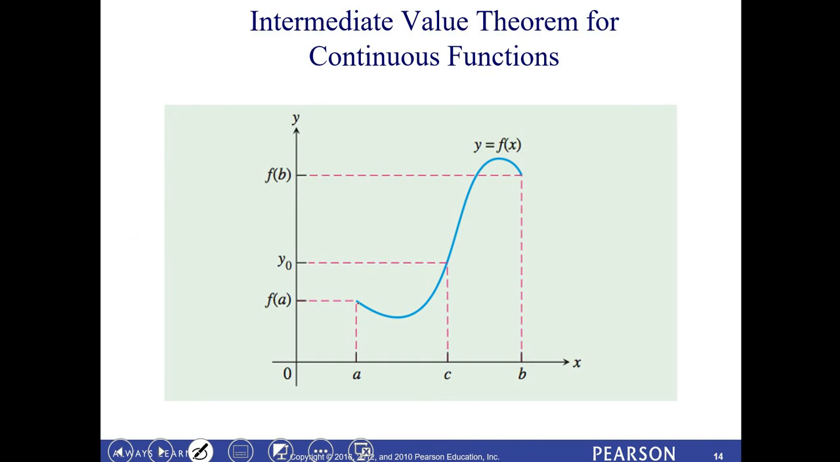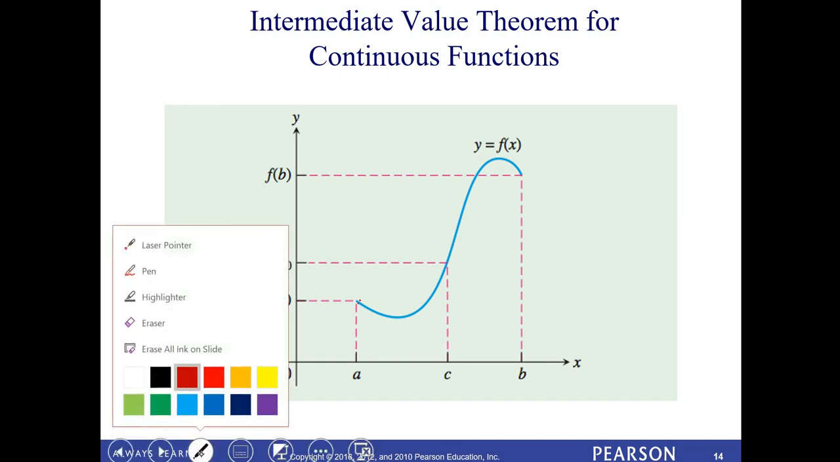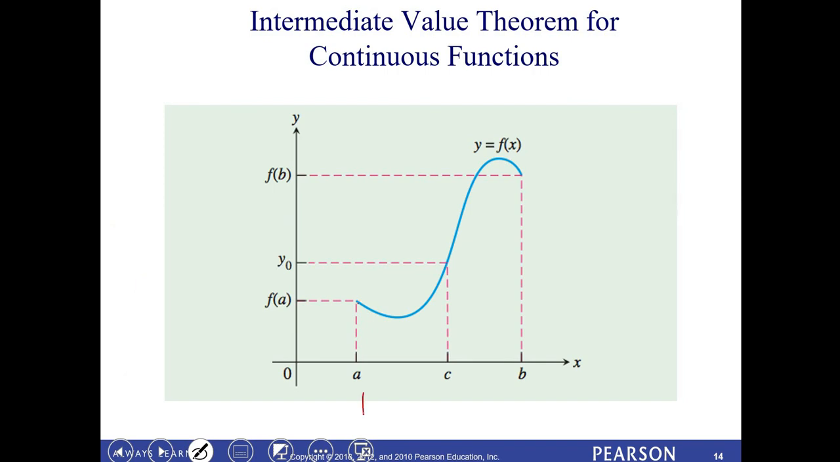So here we have the point a, f of a as one endpoint, and we have the point b, f of b as another endpoint. Any value between a and b that we call c has a y value that is between f of a and f of b. So all of the values between f of a and f of b have to be found somewhere between a and b.